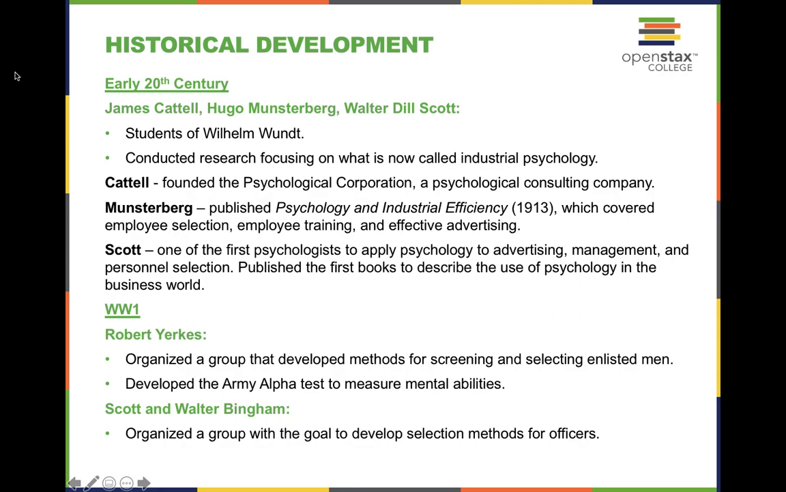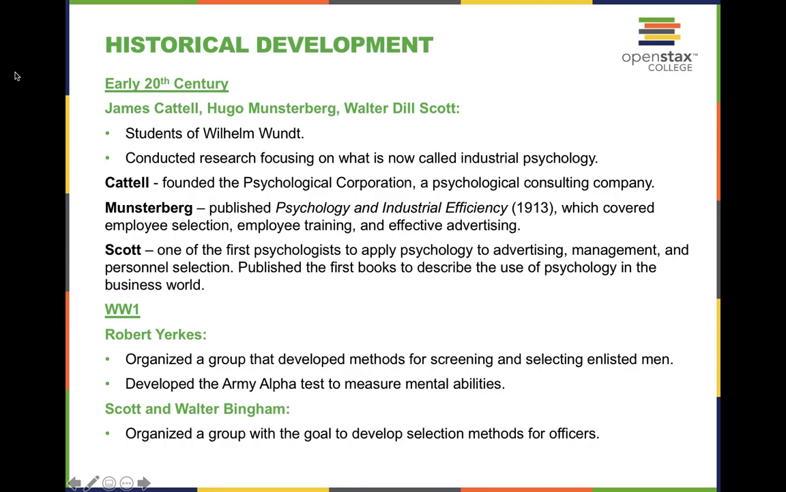So let's look at the historical development of IO Psych. Well, in the early 20th century, we have a few figures that I want us to focus on: James Cattell, Hugo Munsterberg, as well as Walter Dill Scott. These were students of Wilhelm Wundt, who, if you know about psychology from the first chapter, we learn is considered the father of psychology, and he had a student, William Titchener. They both looked at and tried to understand the human experience by looking into consciousness, and they created their school of thought known as structuralism.